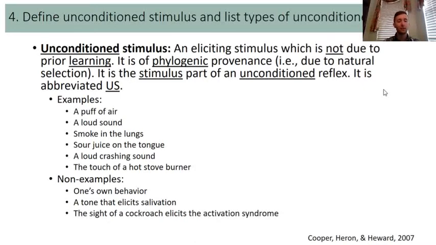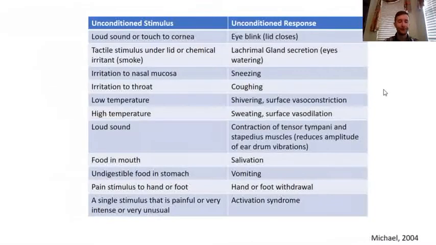The sight of a cockroach elicits the activation syndrome. So the sight of a cockroach is not an unconditioned stimulus. It's due to learning instead. Okay, so now we've filled in the unconditioned stimulus column of this table. And so I'm showing you now the unconditioned stimulus that can elicit each of the unconditioned responses.